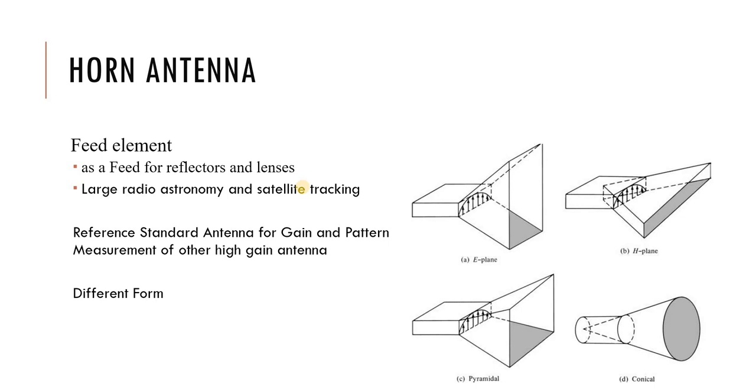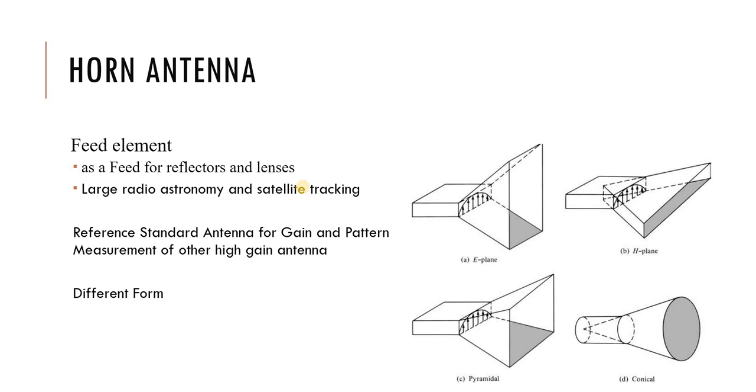As you know, one of the simplest and most widely used microwave antennas is the horn antenna, and its history goes back to the period of World War II. At that time, a number of articles were written describing its radiation mechanism, optimization, design methods and applications. As I said, the horn is widely used as a feed element for large radio astronomy, satellite tracking, and communication dishes, as a feed for reflectors and lenses, and it's a common element of a phased array and serves as a universal standard antenna, a reference for gain and pattern measurement for other high gain antennas and other antennas.